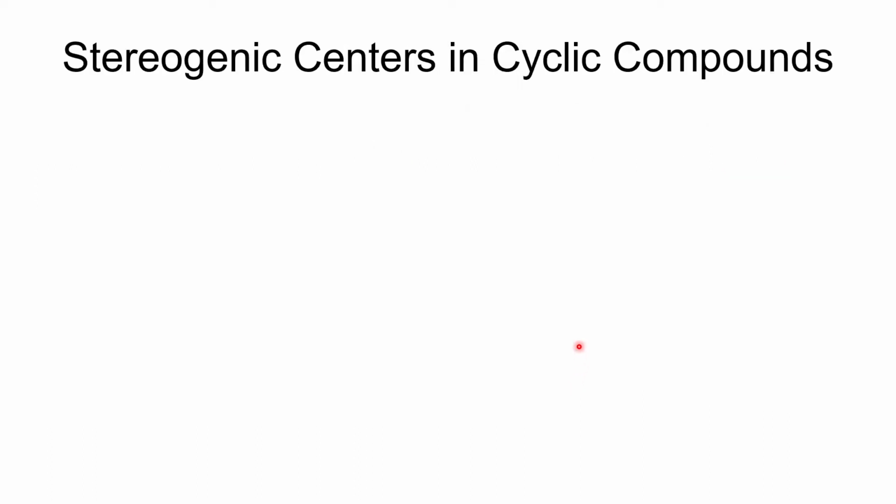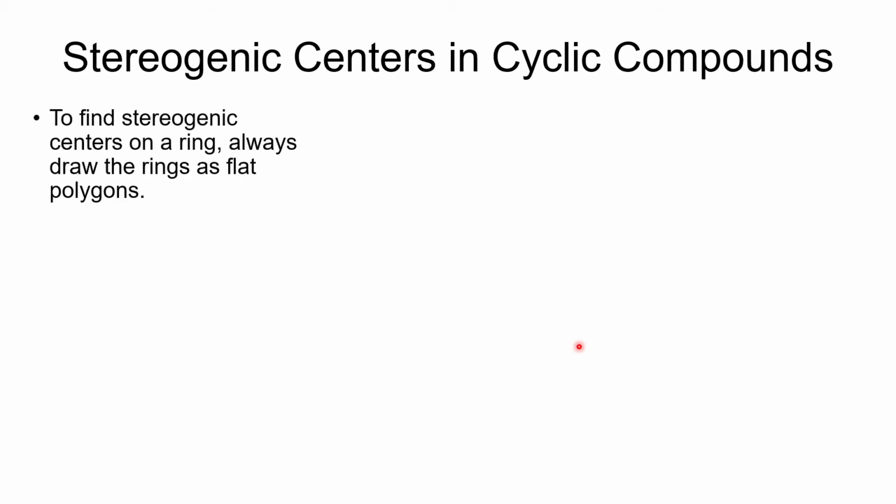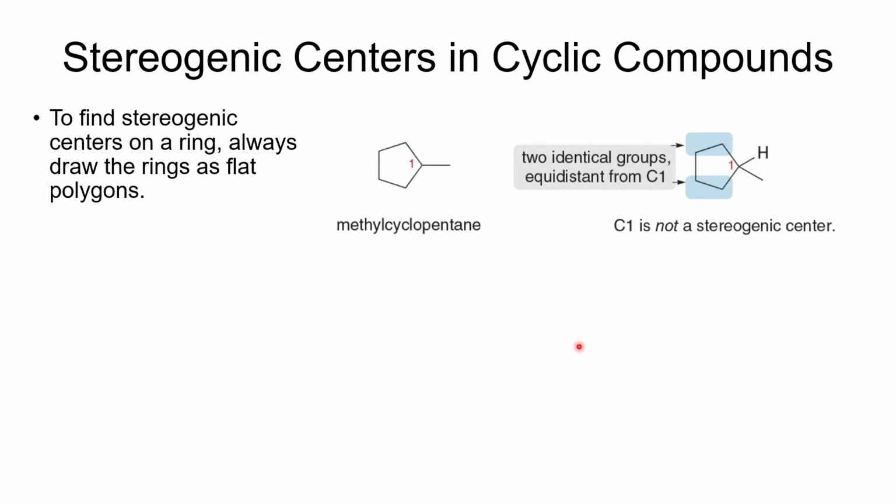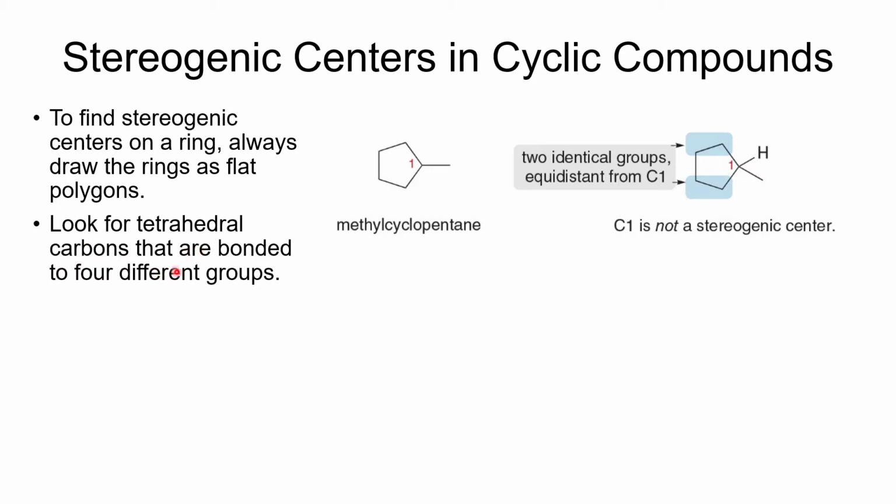All right, recognizing stereogenic centers in cyclic compounds. So to find the stereogenic center on a ring, always draw the rings as flat polygons. Okay, so here is an example. This is methyl cyclopentane. And then look for tetrahedral carbons that are bonded to 4 different groups. Now this one ends up not having a stereogenic center, but it's good to recognize that certain cases are not going to have stereogenic centers.